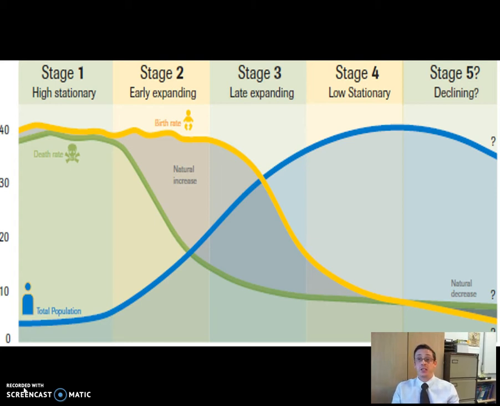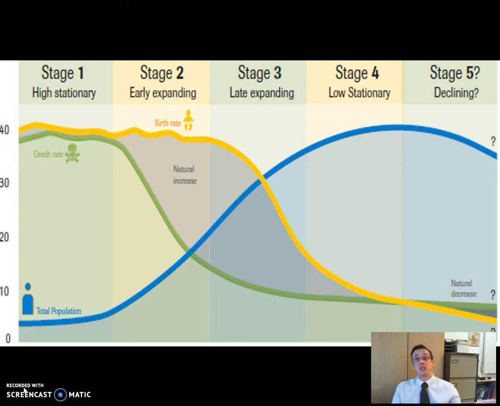We move into stage 4, and this is where most modern developed nations are at the present, the low stationary stage. So death rate has stabilised. We've kind of hit a point where most of the diseases that we can deal with, we are dealing with, but lacking further medical advances, we can't beat death. It's still a thing. People still die of all sorts of diseases, and we're reaching a point where life expectancy is what we would consider reasonably normal, so it's kind of tapered off.